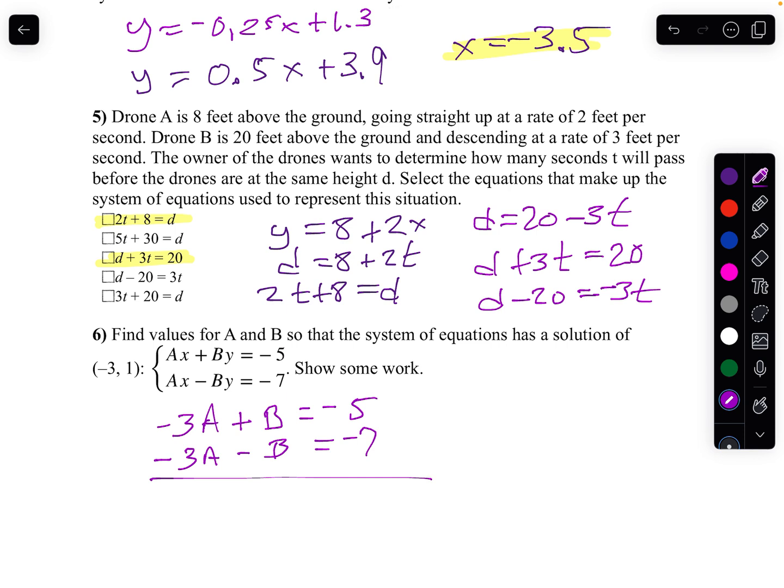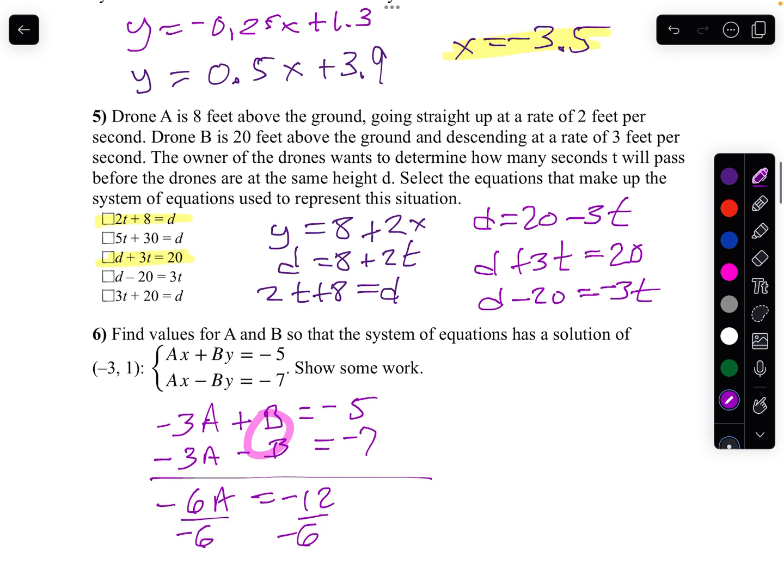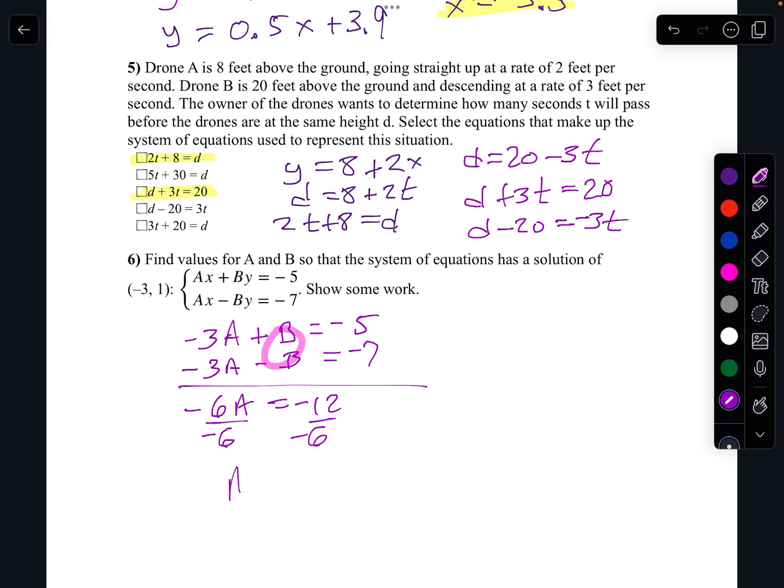I didn't tell you how to solve it, but we're going to use elimination here because they're nice columns, and notice my b's are going to cancel when I add them. So I get negative 6a, and b minus b is 0, and we get negative 12. Divide both sides by negative 6. A is going to be 2.